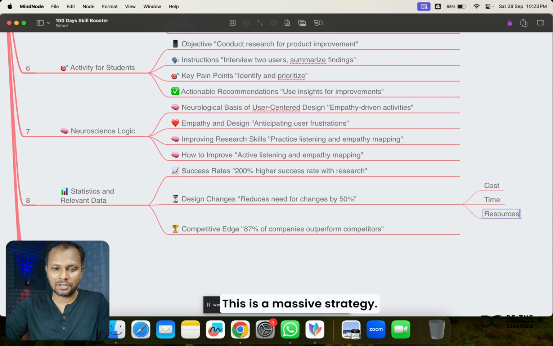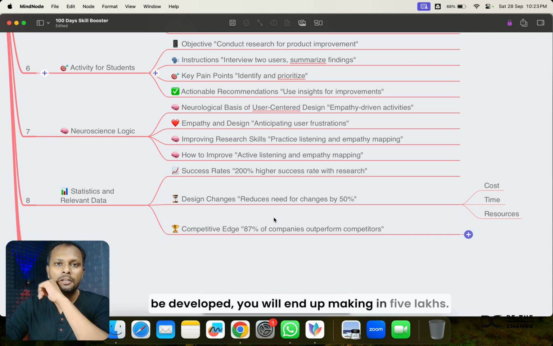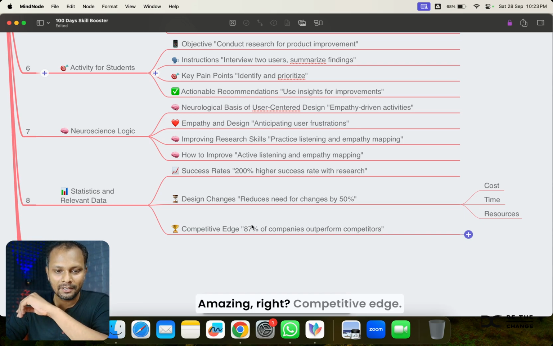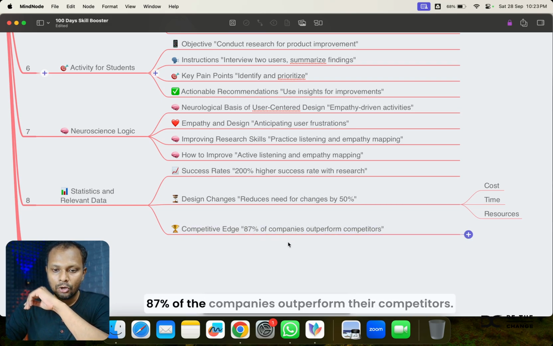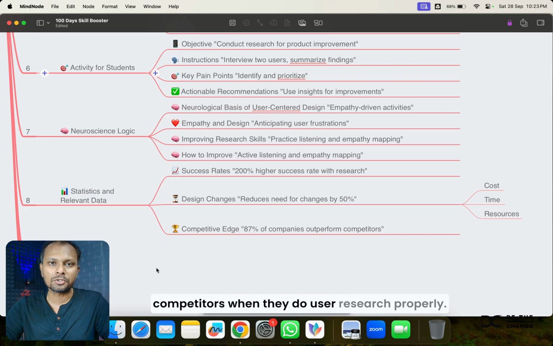This is a massive strategy. 50%. Let's say if you're spending 10 lakh for a product to be developed, you will end up spending 5 lakhs. Amazing, right? Competitive edge: 87% of companies outperform their competitors. 87% of companies are already outperforming their competitors when they do user research properly.